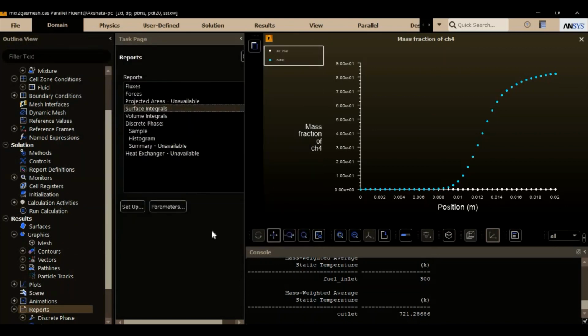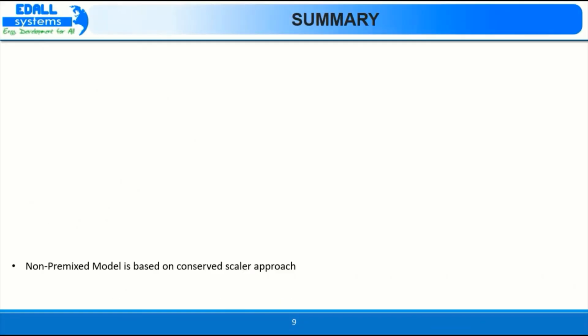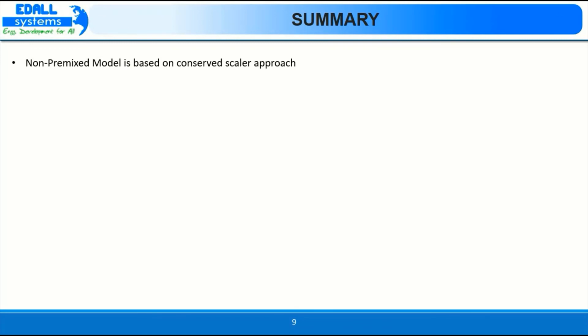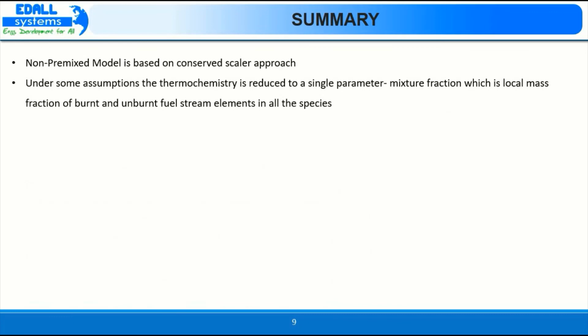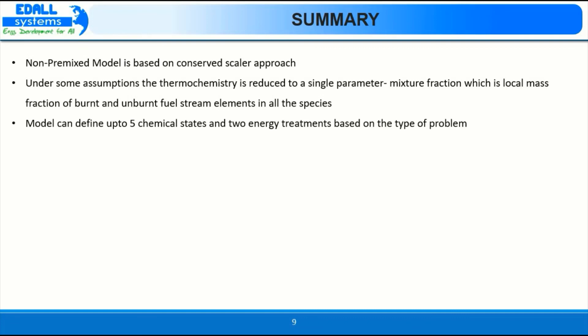So this was all about the non-premixed combustion model in ANSYS Fluent. We have discussed the step-by-step procedure of how we can use this model for a combustion problem which has two inlet streams. So the summary for today's class: we have seen that the non-premixed model is completely based on the conservative scalar approach, because under some assumptions, the thermochemistry is reduced to a single parameter, that is mixture fraction. This model gives 5 chemical states and 2 energy treatments based on the type of the problem.